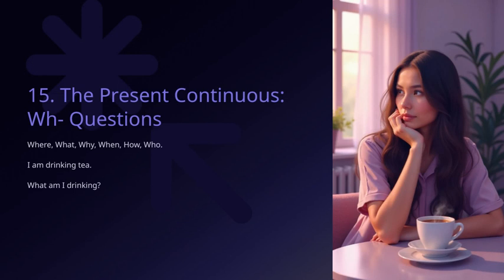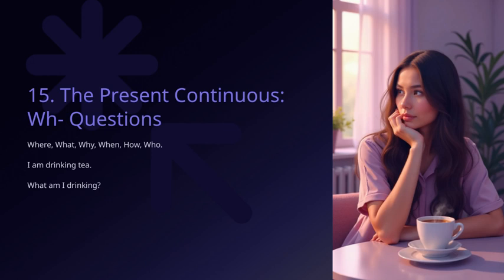Now, let's think about the questions we often ask when we're trying to learn more about something. We use questions like where, what, why, when, how, and who. These are the key question words that help us gather detailed information. In the context of the present continuous tense, these WH questions are very useful because they allow us to ask about actions happening right now. For example, I might ask, what am I drinking? To find out more about the current action.